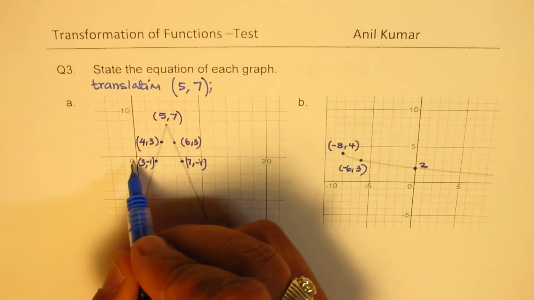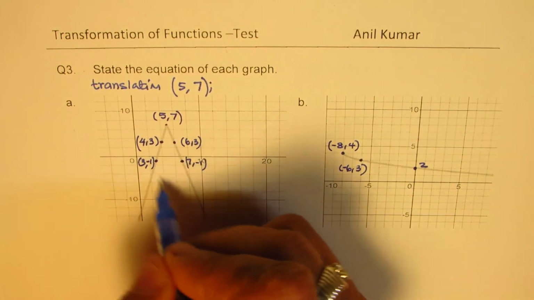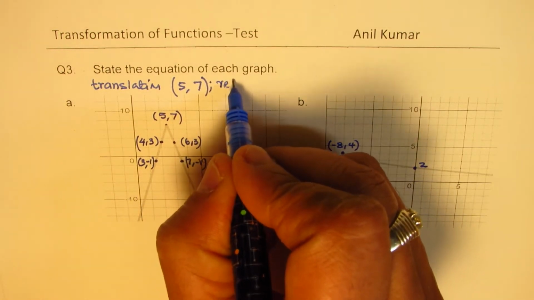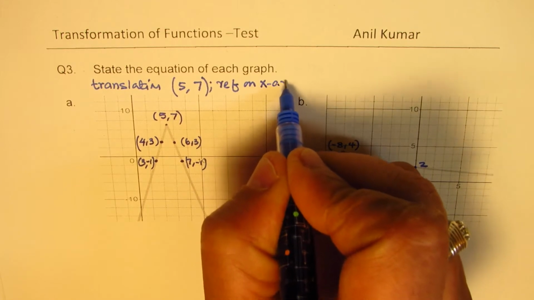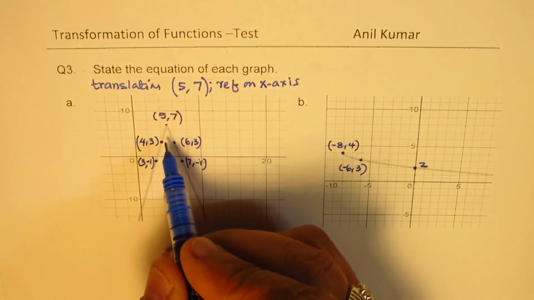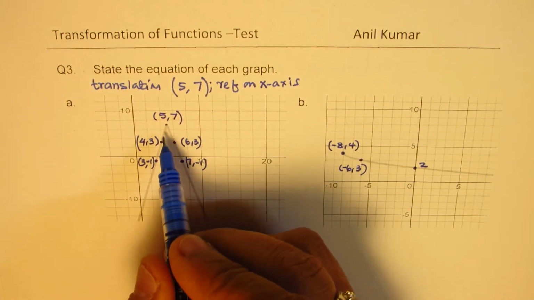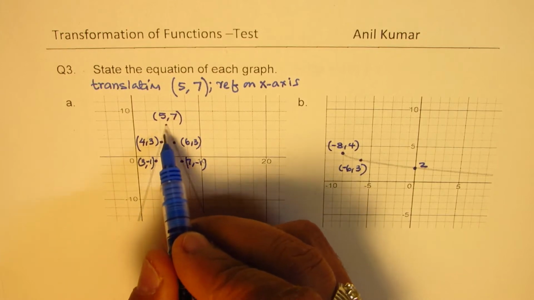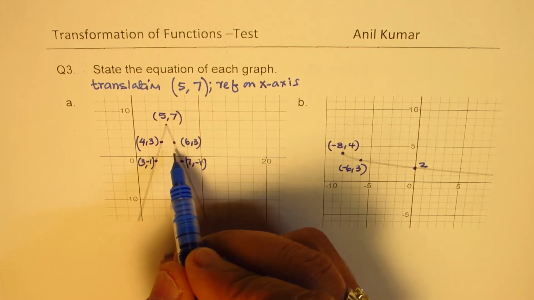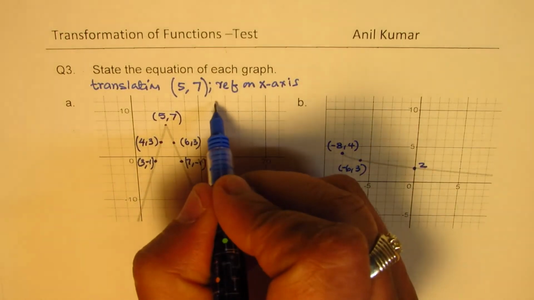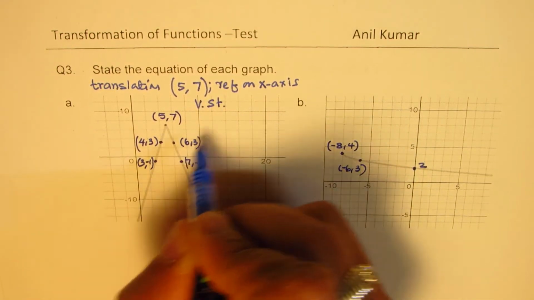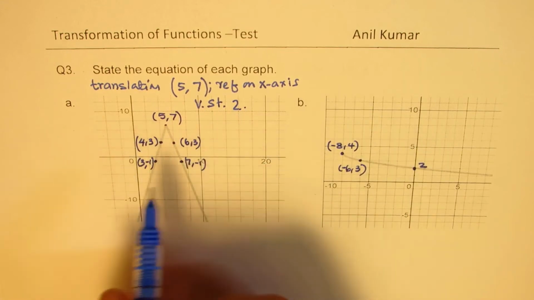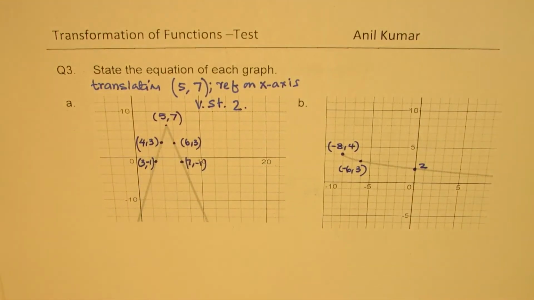And then you see it is first reflected, of course, and there is a reflection on x-axis. And apart from that, there is a vertical stretch. Since it has become narrower, right? So there is a stretch, and that is a vertical stretch by a factor of 2. So those are the things which you observe here.